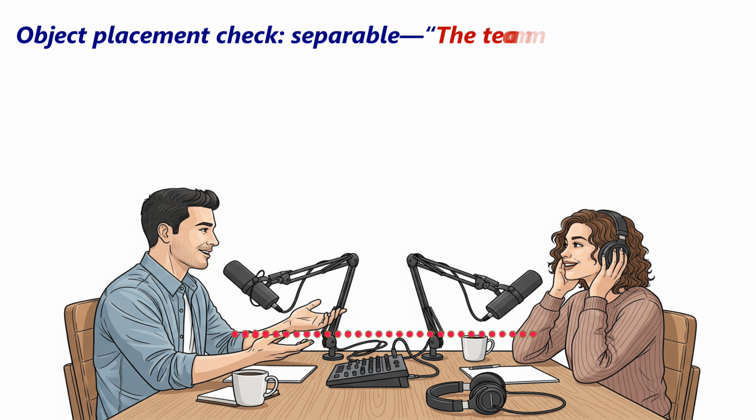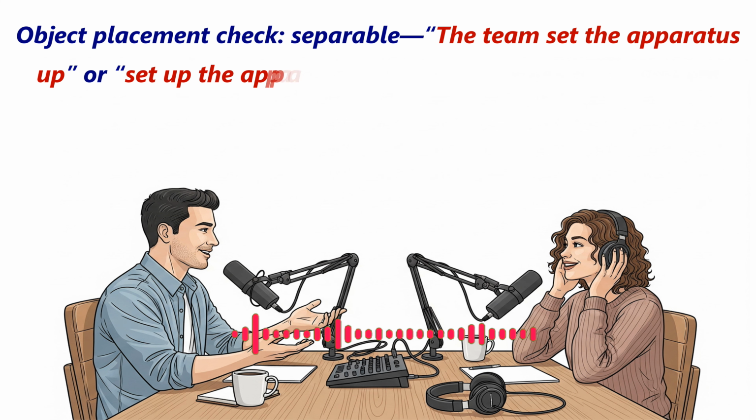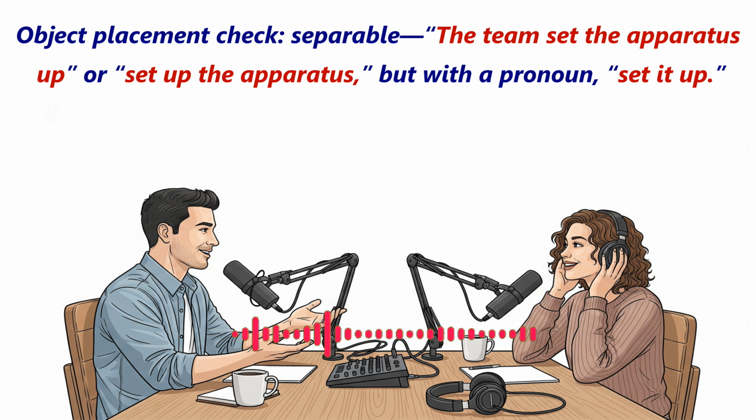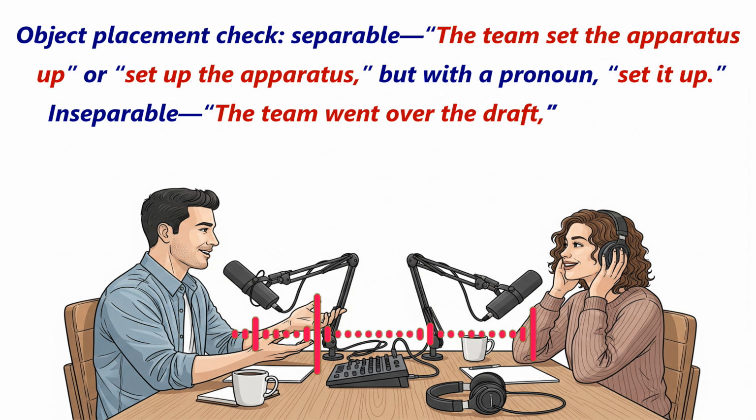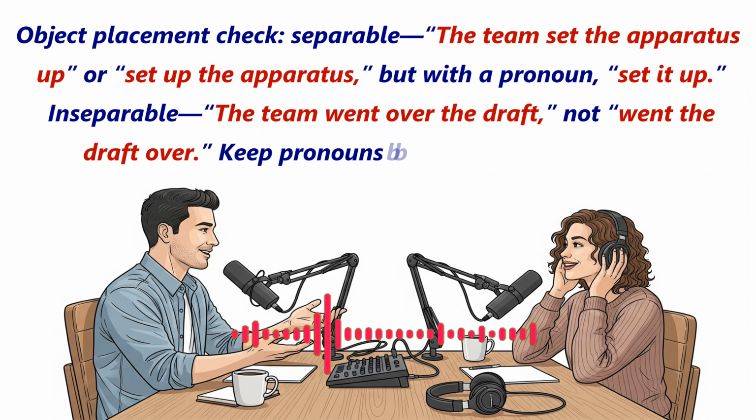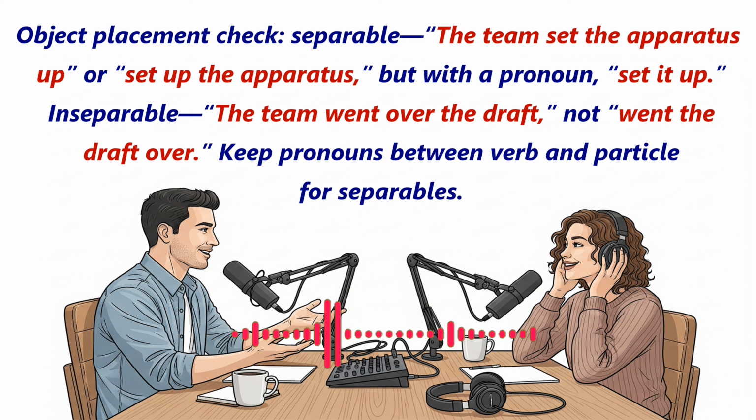Object placement check. Separable: the team set the apparatus up, or set up the apparatus, but with a pronoun, set it up. Inseparable: the team went over the draft, not went the draft over. Keep pronouns between verb and particle for separables.